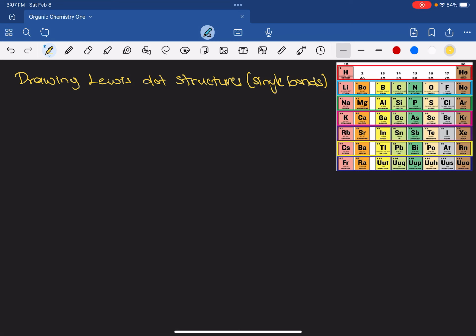Let's look at drawing some Lewis dot structures for some molecules that only contain single bonds. We're going to start with CH4, which is methane. So the first thing you do is write your carbon down. Carbon is over here in group 4, which means that carbon has 4 valence electrons. So put in the 4 valence electrons, right? Just like you did when you're drawing the Lewis dot structure for the atom, right?